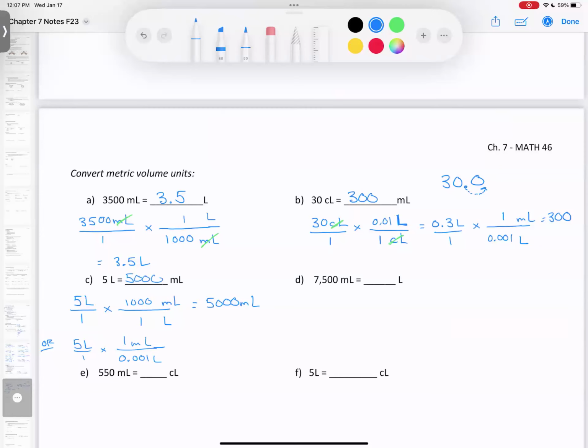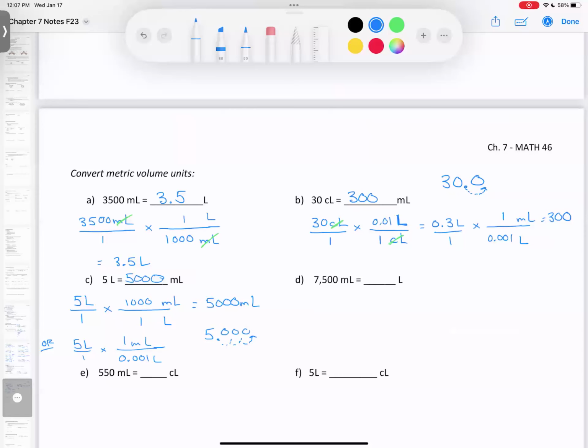Okay, let's try that using the staircase approach as well. So we're starting at liters. We're moving 1, 2, 3 staircases over to the right to get to milliliters. So our decimal here was at the 5. It's moving 3 over to the right, and that leaves us with the 5,000. All right. Go ahead and pause the video and try the next 3 on your own.